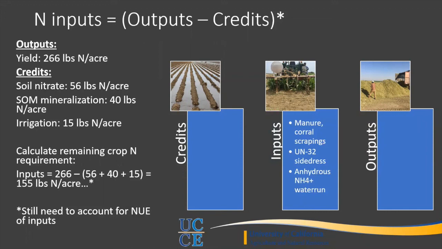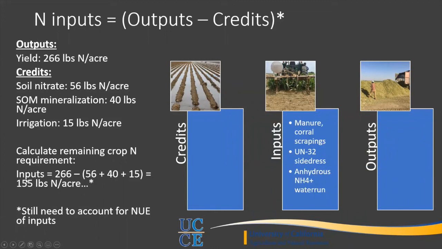If you look on the left of the slide, I have a tally of everything that we've already figured out. Remember that in our outputs, we're expecting the crop to remove 266 pounds of nitrogen per acre. And then we've given credit to soil nitrate, the soil organic matter mineralization during the growing season, and the irrigation water that we expect the crop to use through evapotranspiration. So now we're left with the task of calculating the remaining crop nitrogen requirement.